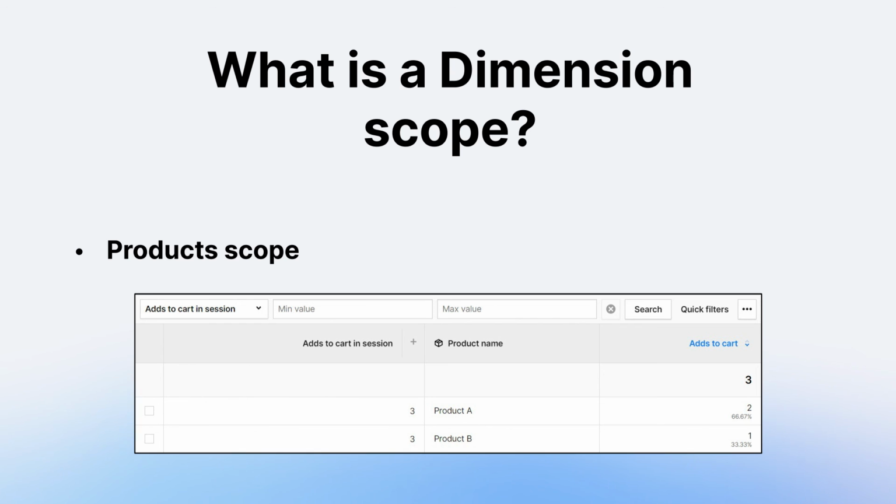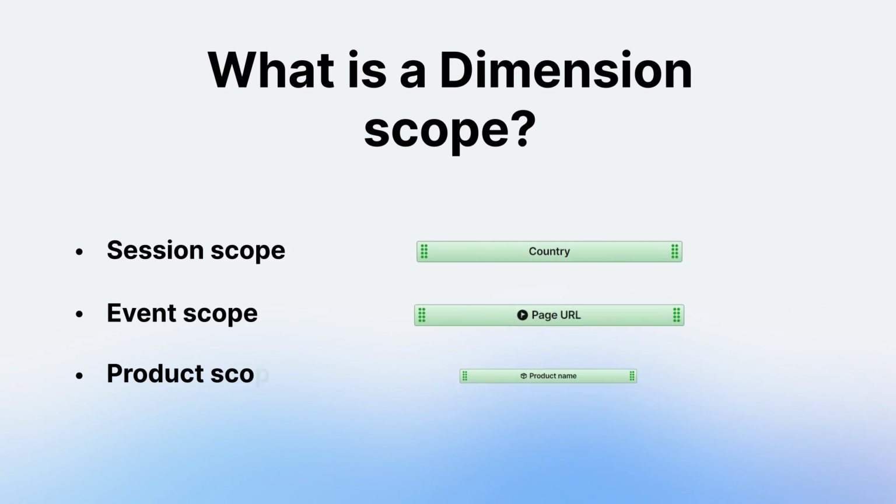Note that adds to cart in session is a session scope dimension because it describes a session numerically with 1 value. As a little tip, when creating reports or dashboards, know that it is quite easy to distinguish between different scopes of dimensions. Session scope has no icon next to the name of the dimension, whereas event scope and product scope do have a little icon to the left of the name.